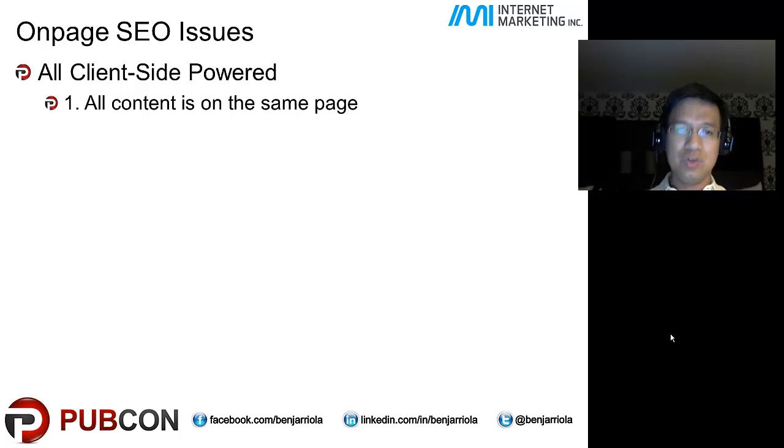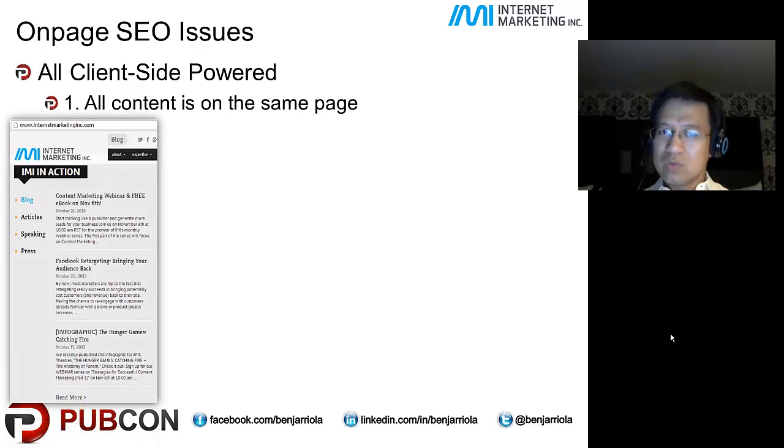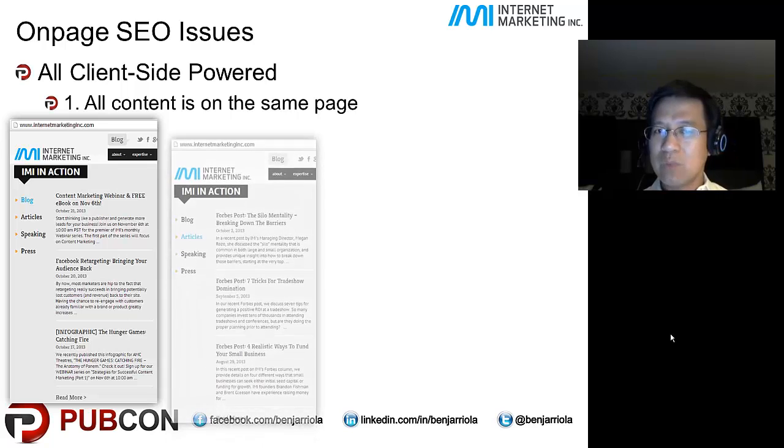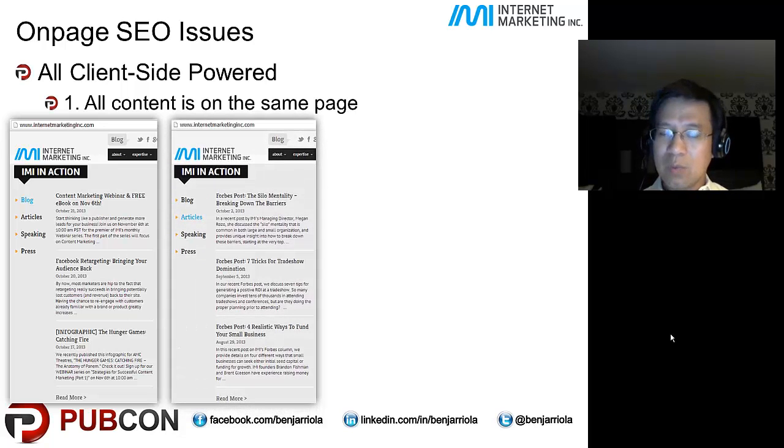So first issue, which is an on-page issue. If it's all client side powered, all your content is on a single page. We saw that with tab navigation, scrolling, whatever. So in this specific example, you could see that the link highlighted here is blog. That was the link that was clicked on. Now, when you click on articles, the content changes, but the link or the URL is still the same.